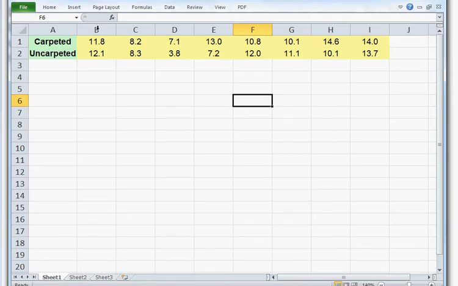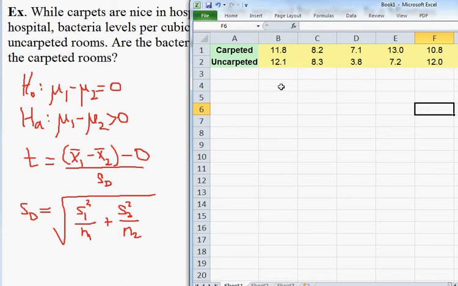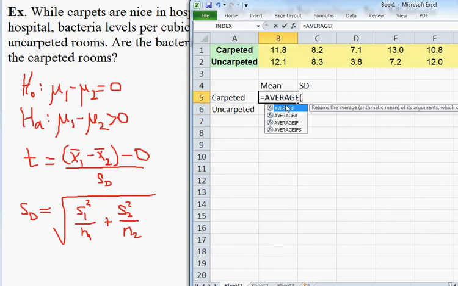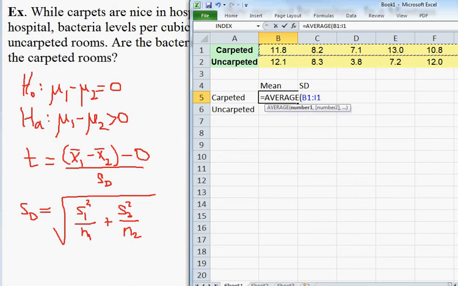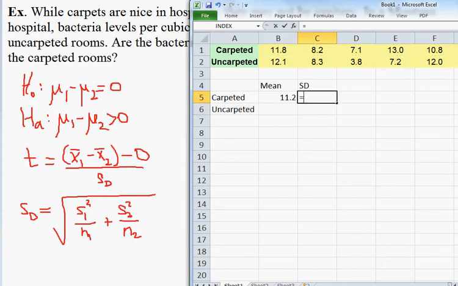Okay, so we'll use Excel to facilitate these calculations. First off, let's figure out the summary statistics for the carpeted and the uncarpeted rooms. So the average of the carpeted rooms works out to be 11.2, and the standard deviation of the carpeted rooms works out to be 2.677. And just fill down the pattern. The uncarpeted rooms, that average is 9.8, while the standard deviation of the uncarpeted rooms works out to be 3.21.